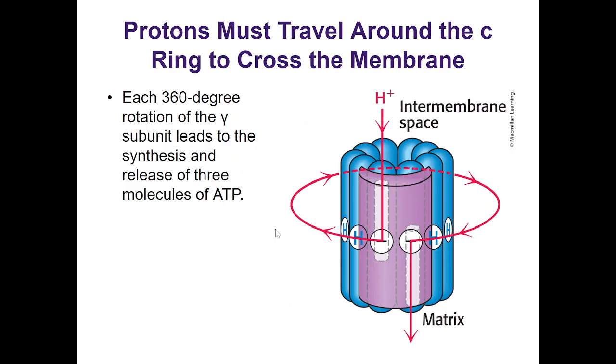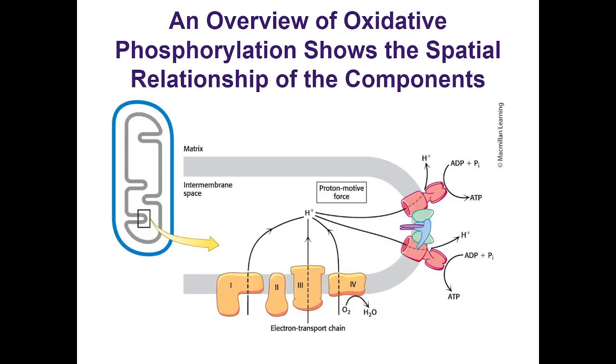Okay, so this right here is, again, the intermembrane space. We get a proton jumping on. This will turn this way, clockwise, which will match the matrix, which will let this out. So this gives us a 360 rotation of our gamma subunit, leading to the synthesis and release of 3 molecules of ATP. So when we get a full 360 rotation, 3 molecules of ATP are generated.